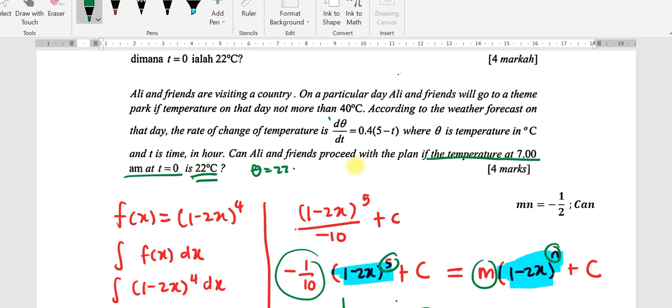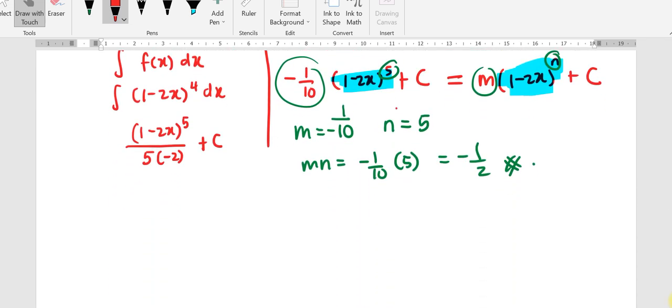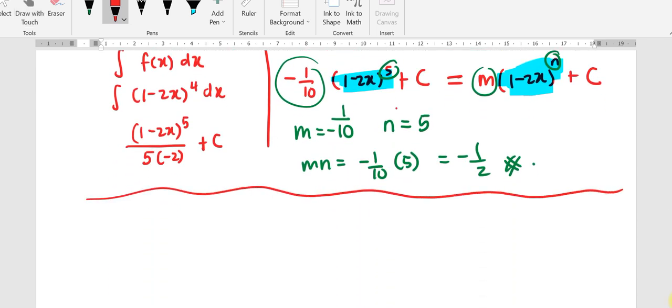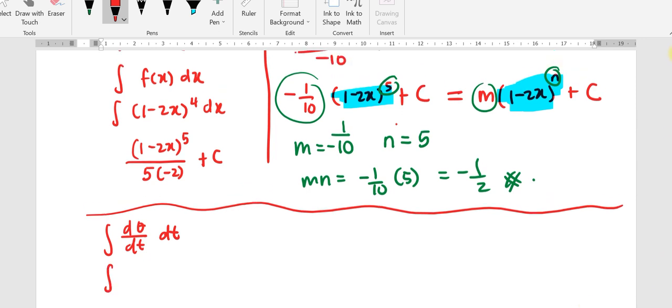Because this is just the differentiation. So when you integrate this, the differentiation and integration cancel off, and you will get your theta, correct or not? So you try to integrate first. Even though we don't fully understand the question, at least you should have this kind of knowledge. Okay, so I try to integrate d theta over dt with respect to dt.